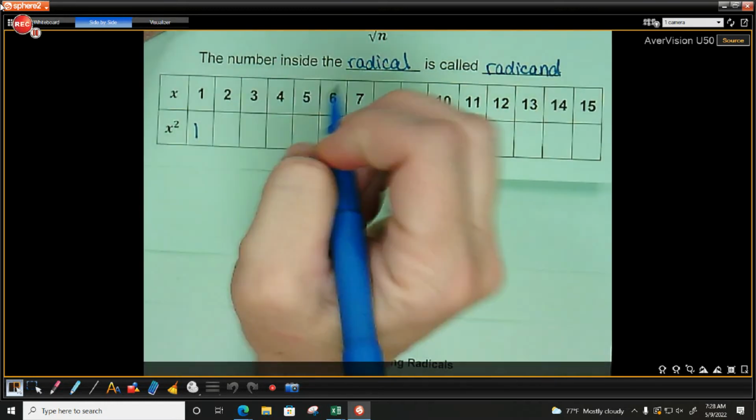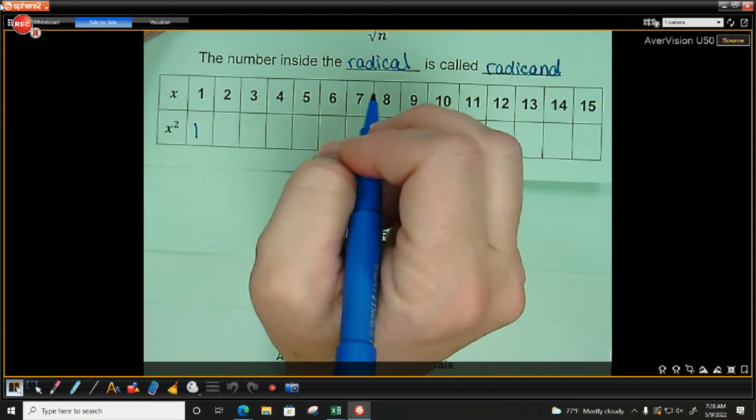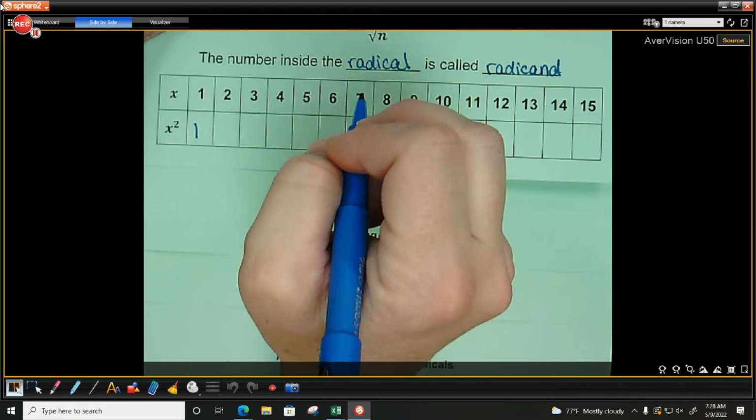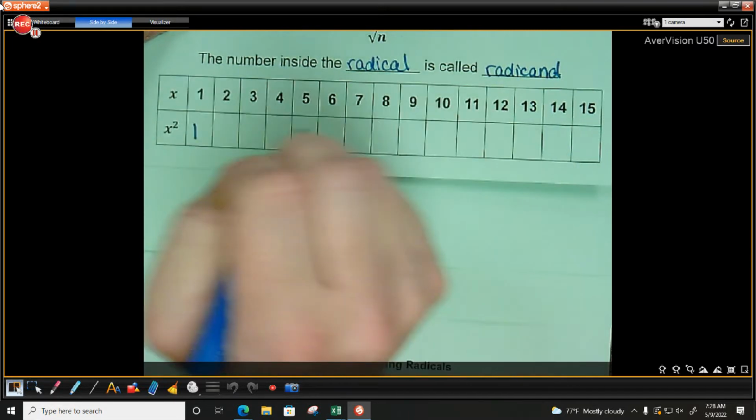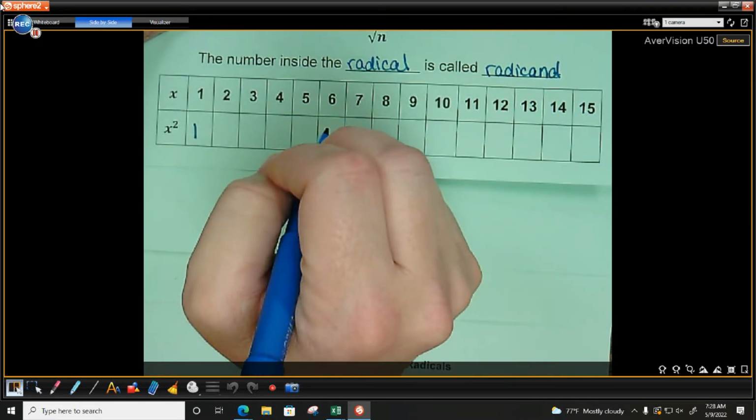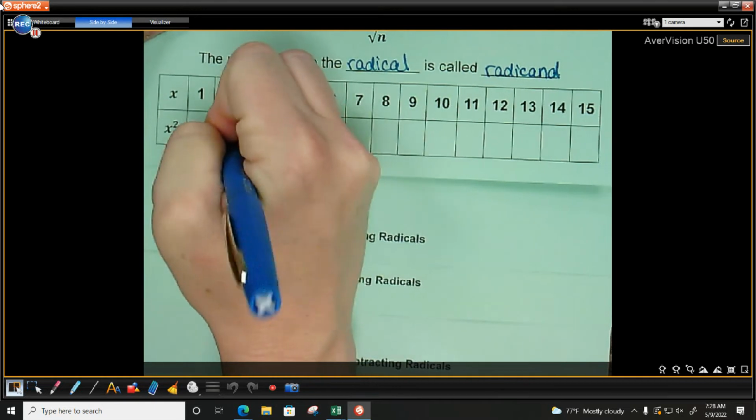Maybe go get one. What's 2 squared, guys? What's 2 squared, Cammie? Y'all have calculators. What's 2 squared? Tell me answers, guys. Come on. 4. What's 3 squared?